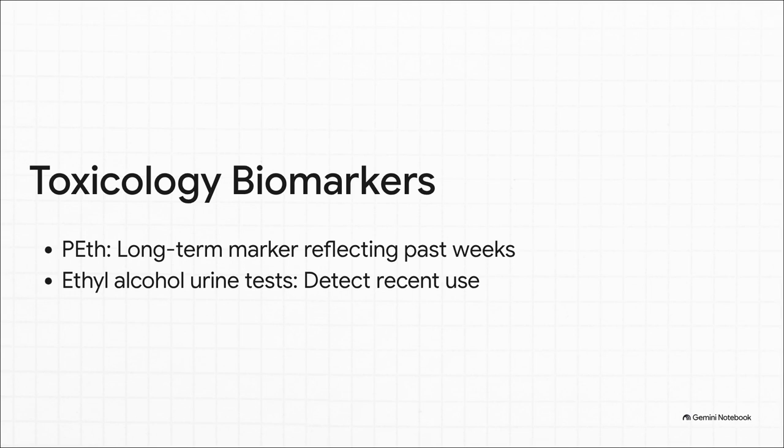Beyond the standard tests, we also have these specialized toxicology biomarkers. And what's really fascinating here is the PETH test, phosphatidylethanol. This is a super powerful long-term biomarker. It actually reflects a patient's alcohol consumption over the preceding weeks. It essentially gives providers a historical window into the patient's habits, which is pretty amazing. Compare that to ethyl alcohol urine assays, which are much more immediate. Those are used specifically to verify very recent alcohol consumption. Both of these play totally unique, critical roles in a comprehensive clinical workup.